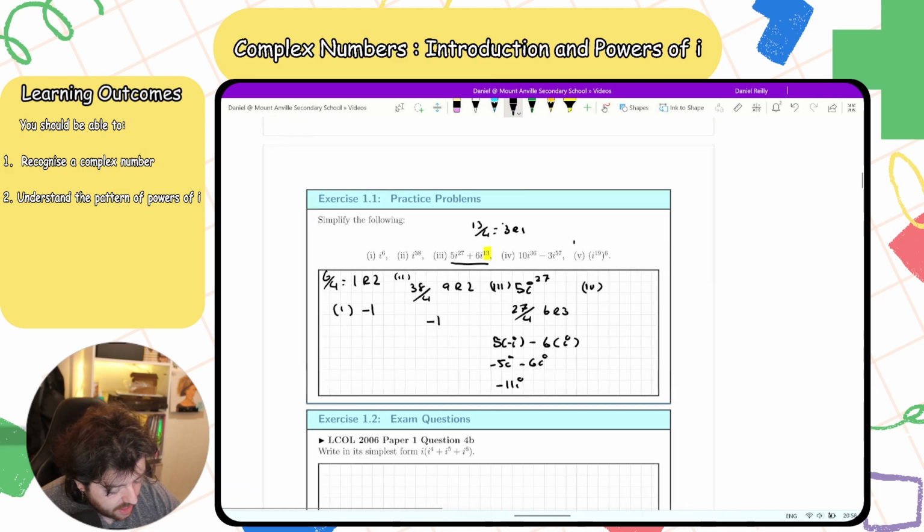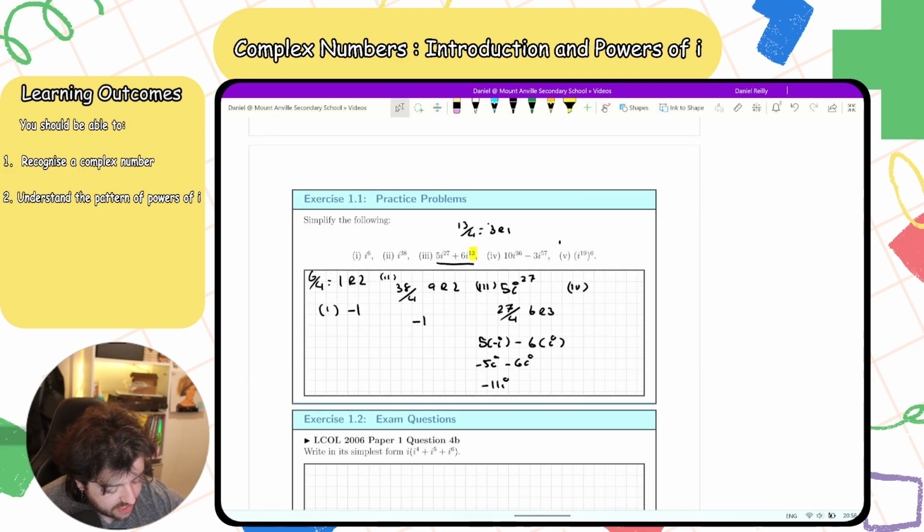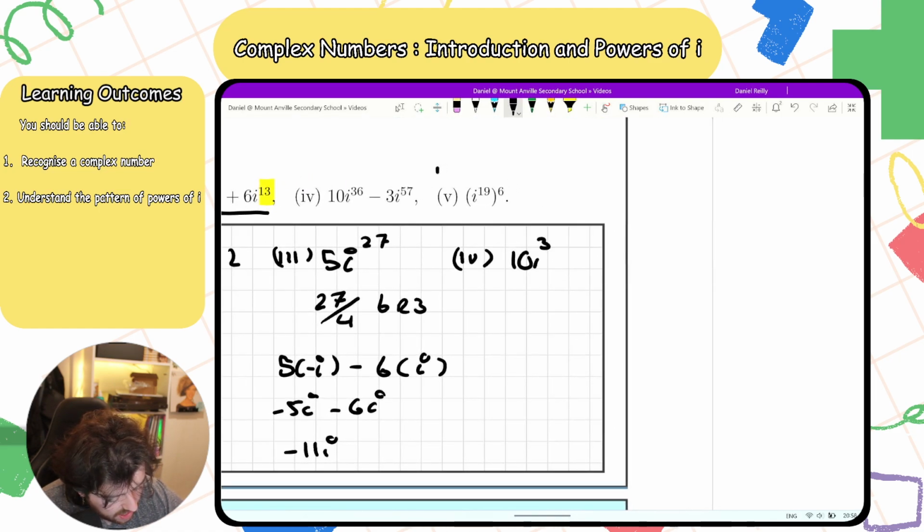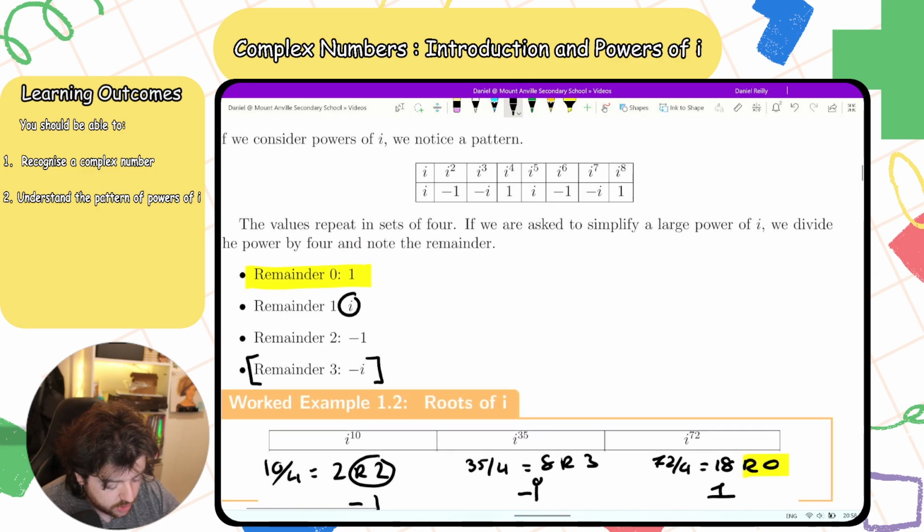Right? Then I feel like I don't really need to do the rest of them, but I'll do them anyway. So IV, so I have 10 to the I to the power of 36 minus 3I to the power of 57. Well, 36 divided by 4 is 4 remainder 0, so I have a remainder 0. This I term is going to go to 1.